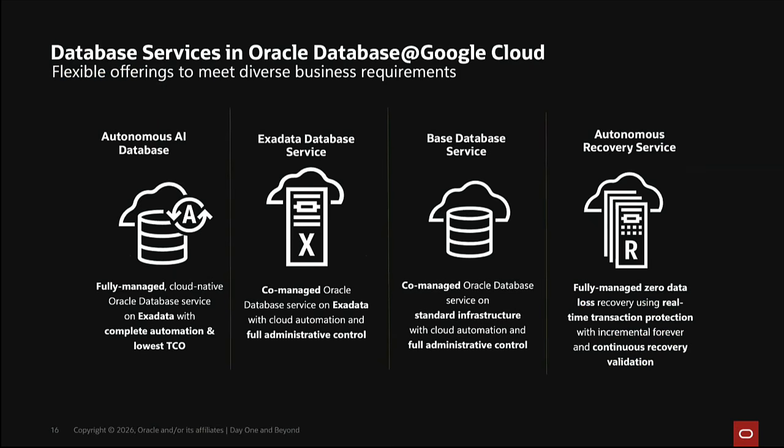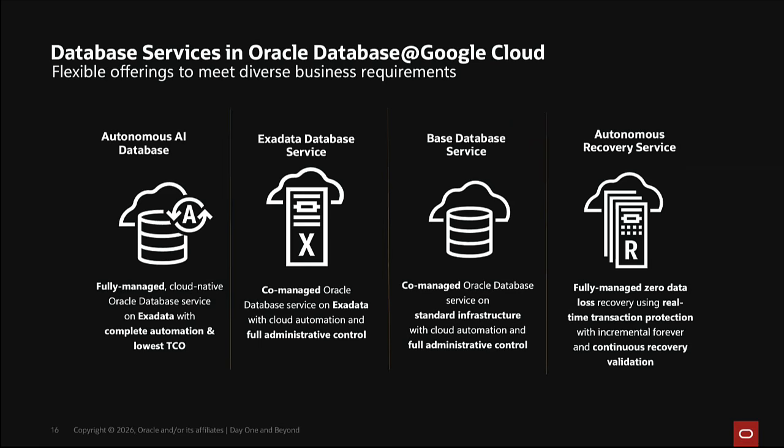So these are the database service options. I said we have lots of flexibility, lots of options where to run your workload, and we give you also lots of options of which service to use based on the workload and your applications that you're running. We have our autonomous AI database. It's a fully managed, cloud native Oracle database running on Exadata platform, and it has that complete automation. And we removed a lot of those manual tasks. That's going to give you lowest total cost of ownership. Then we have our Exadata database service family.